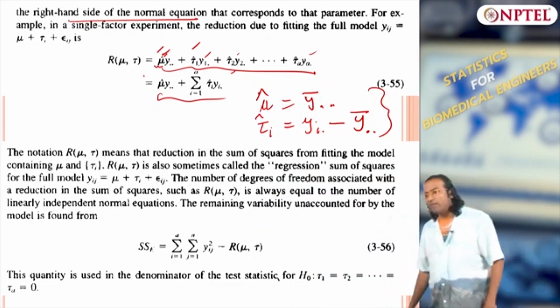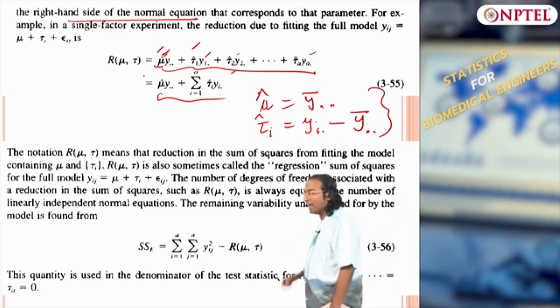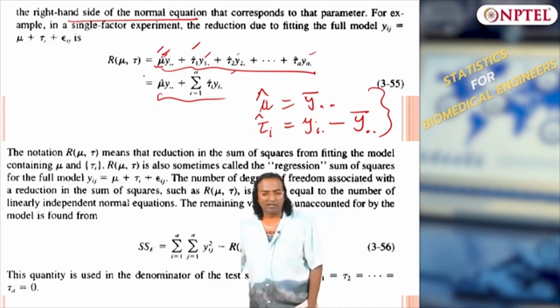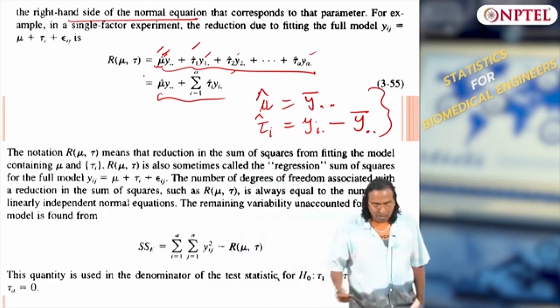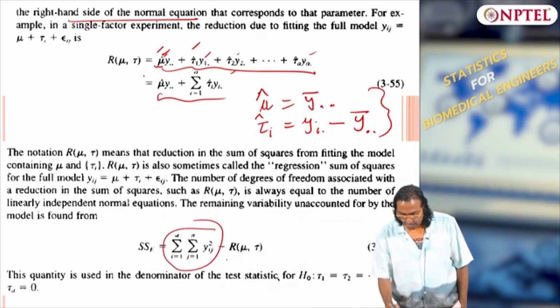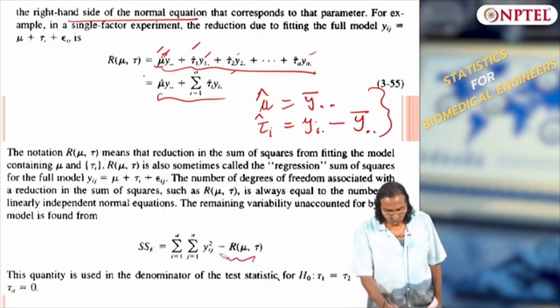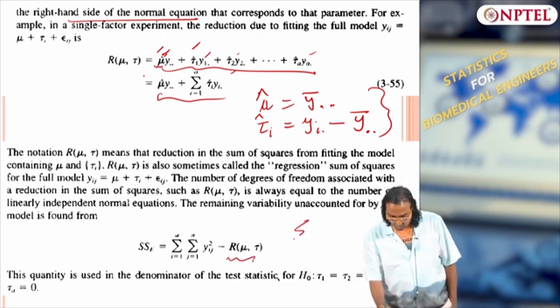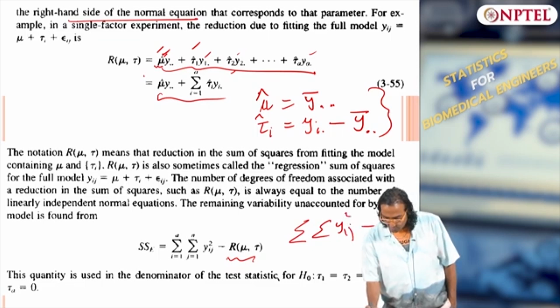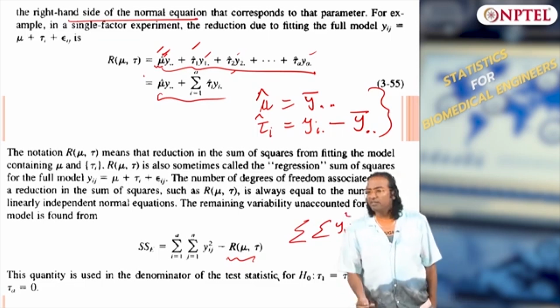So what is the total variability in the data? The double summation of Yij squared is nothing but my total variability in the data, and minus R(mu, tau) should give me the sum squared error. So summation Yij squared minus R(mu, tau) should give me the sum squared error.